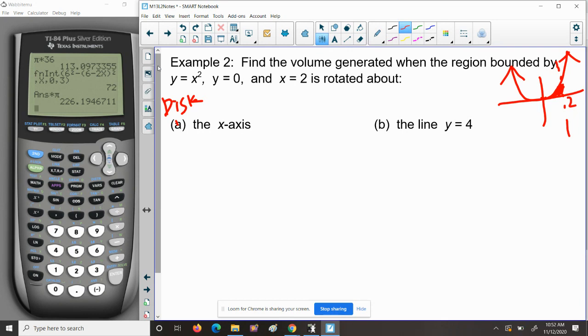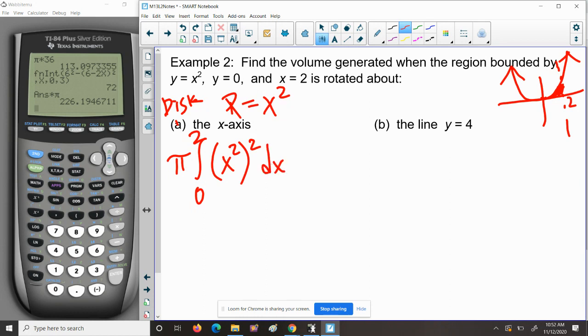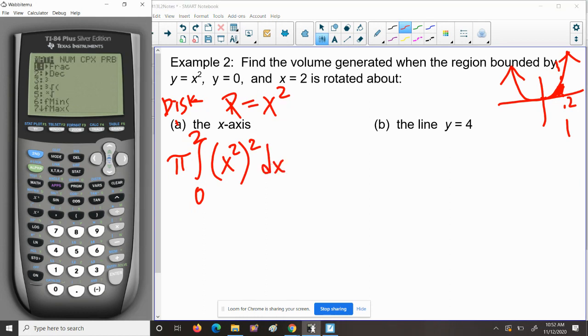So our big R is x squared, the function. So we want pi times the integral from 0 to 2. This time we're going from 0 to 2 of big R squared. So x squared squared. If we take that integral, that'll be x to the 4th.